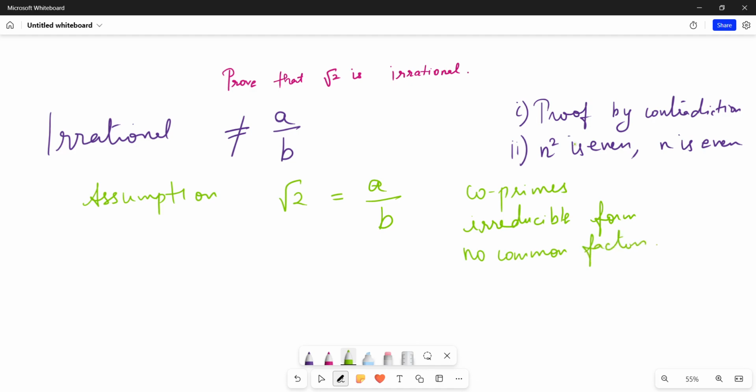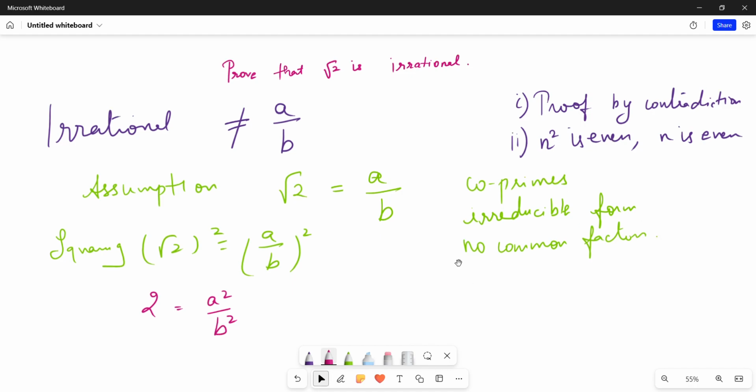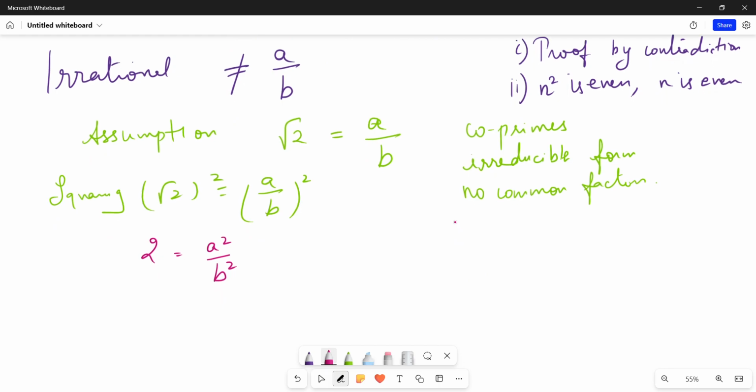So now let us square both sides. Squaring both sides, what do you get? Root 2 the whole squared is equal to a by b the whole squared, or 2 is equal to a squared by b squared. Multiplying both sides by b squared, you get 2b squared is equal to a squared. Let us call this 1. This means that a squared is even.